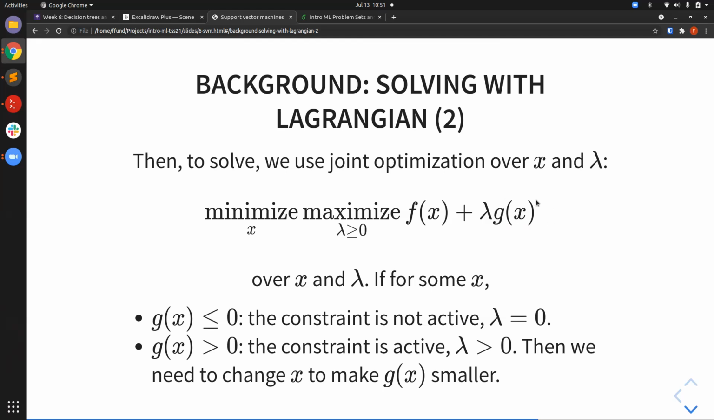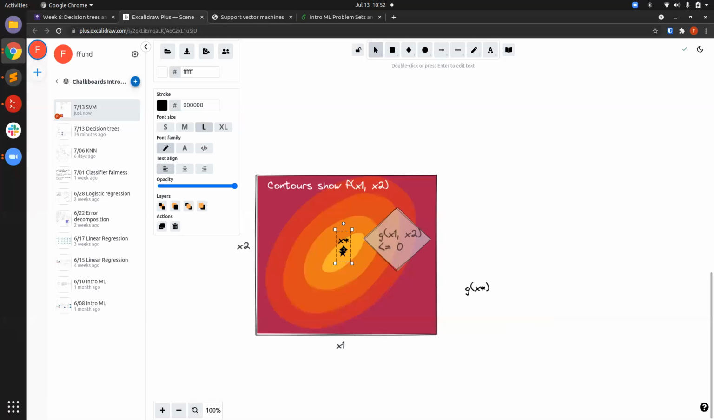Okay, so this is greater than 0. To maximize this, I want lambda to go to infinity, right? So to maximize the overall function, I'm going to have lambda go to infinity. Now, suppose I have lambda going to infinity, but then I need to minimize the overall function with respect to x. If I have to minimize the overall function with respect to x, what does that force me to do? Well, it forces me to move the value of x that I'm considering so that g of x is smaller.